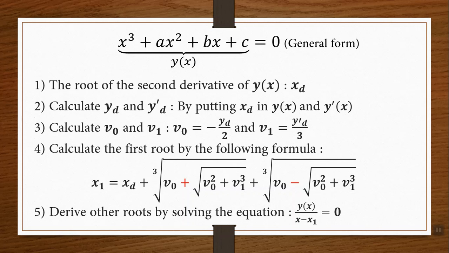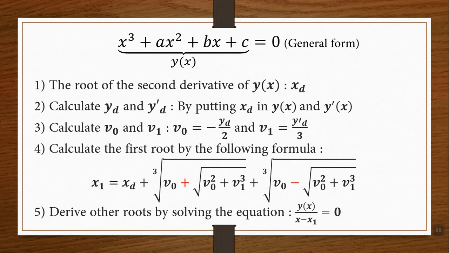First of all, we should change our equation into the general form. In the general form, the coefficient of x cubed should be 1 and the right side of our equation should be 0. If our equation was not in the general form, we should divide both sides of our equation by the coefficient of x cubed to change it into the 1, and we should transfer all of our equation terms into the left side to leave 0 in the right side.